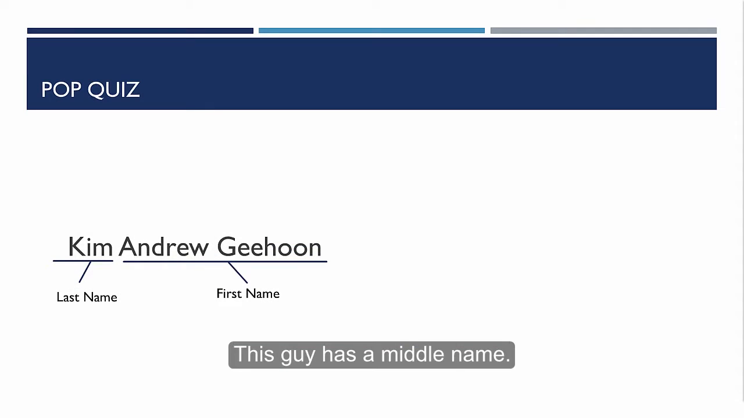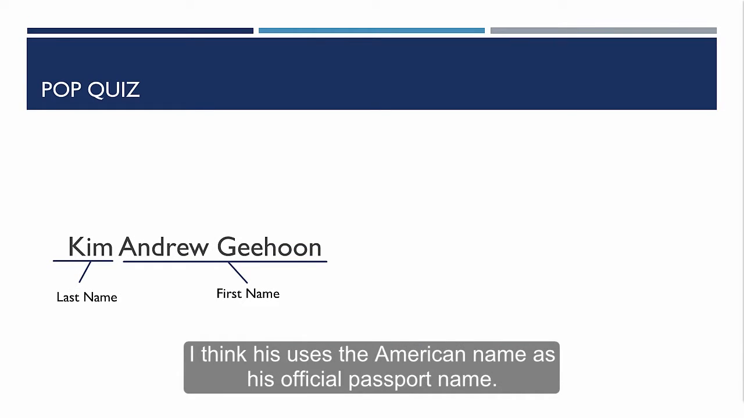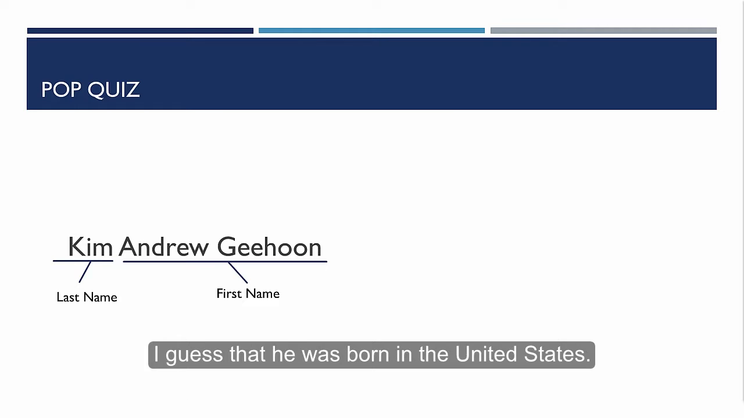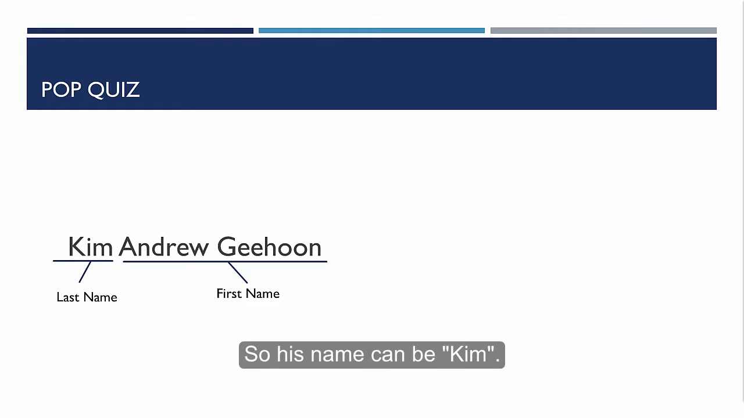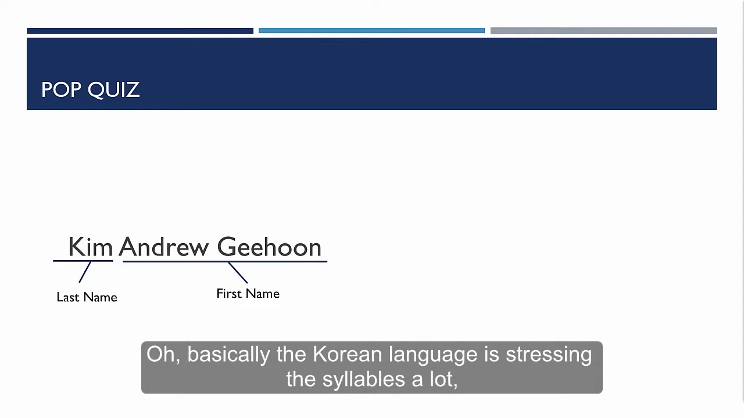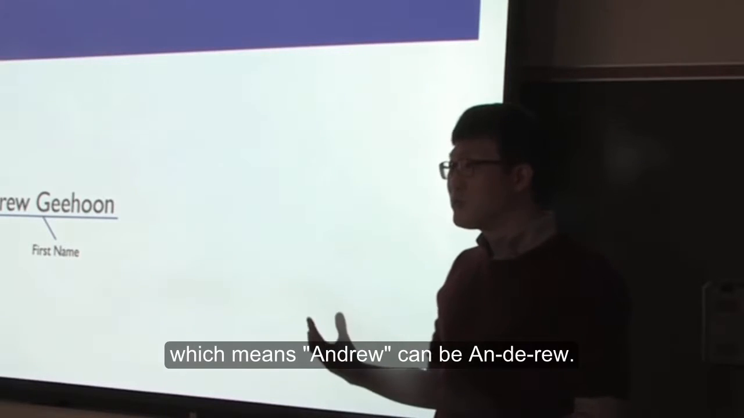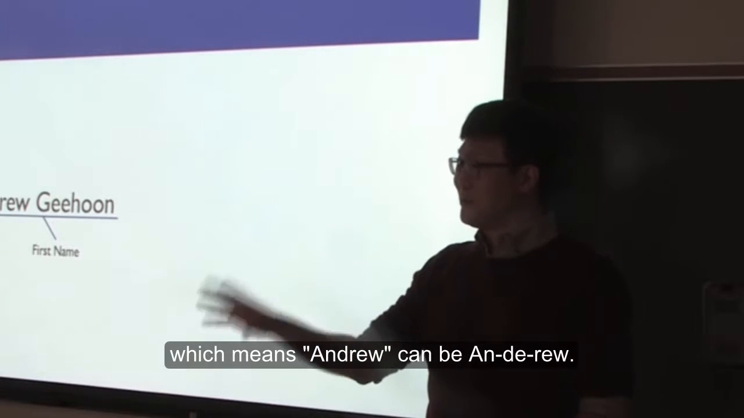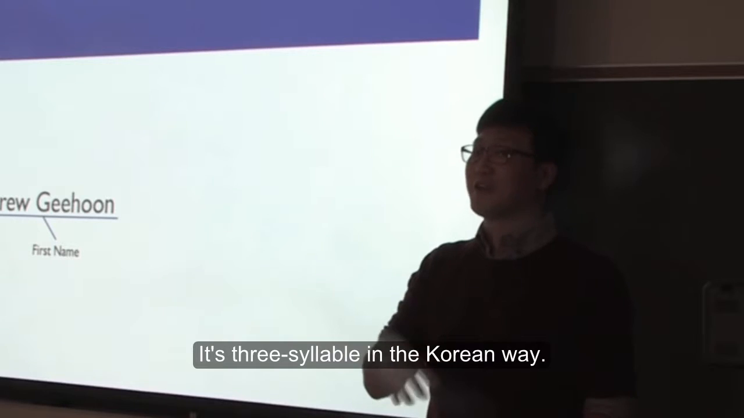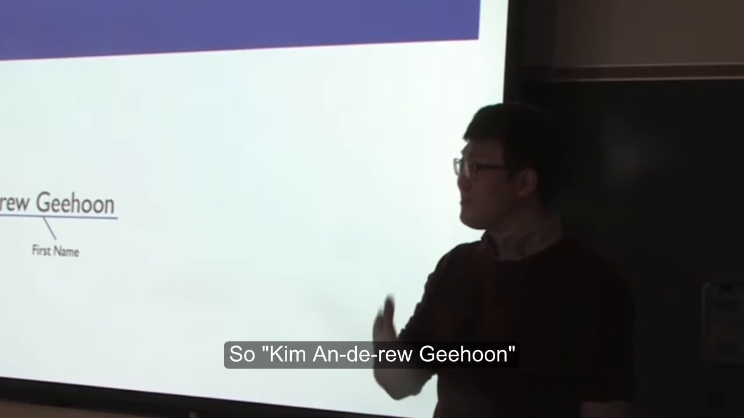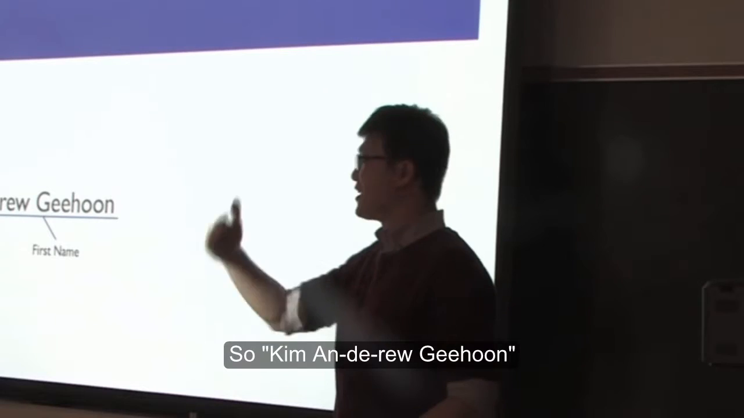This guy has a middle name. I think he used an American name on his official passport. I guess he was born in the United States. So his name can be Kim, Andrew is just Andrew. Basically the Korean language stresses the syllable a lot, which means Andrew can be An, Du, Ryu. So it's 3 syllables in the Korean way. So Kim An Du Ryu Gi Hun.